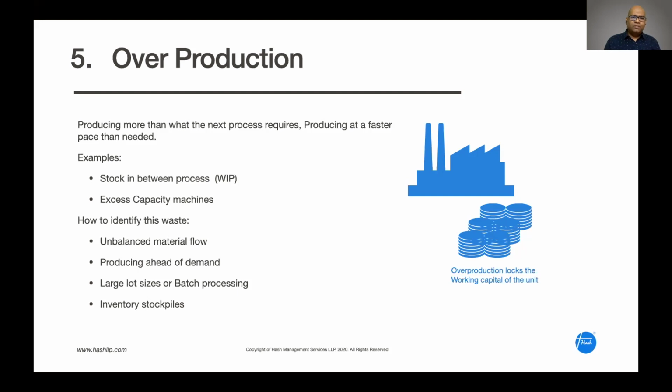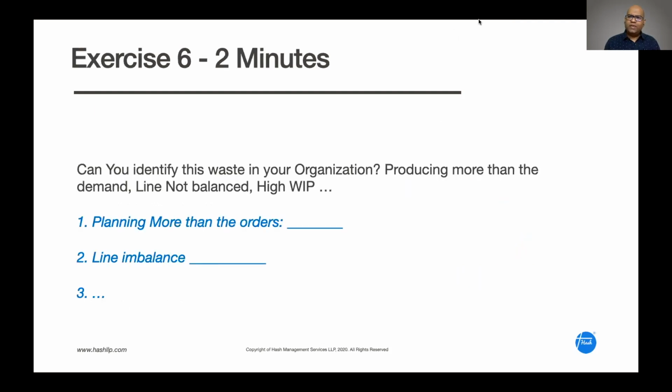Are you clear? Overproduction. Can you identify this waste in your organization, the overproduction waste? Producing more than the demand, line not balanced, high WIP, right? Can you see this in your operation? Take 1 minute and you can complete this exercise.